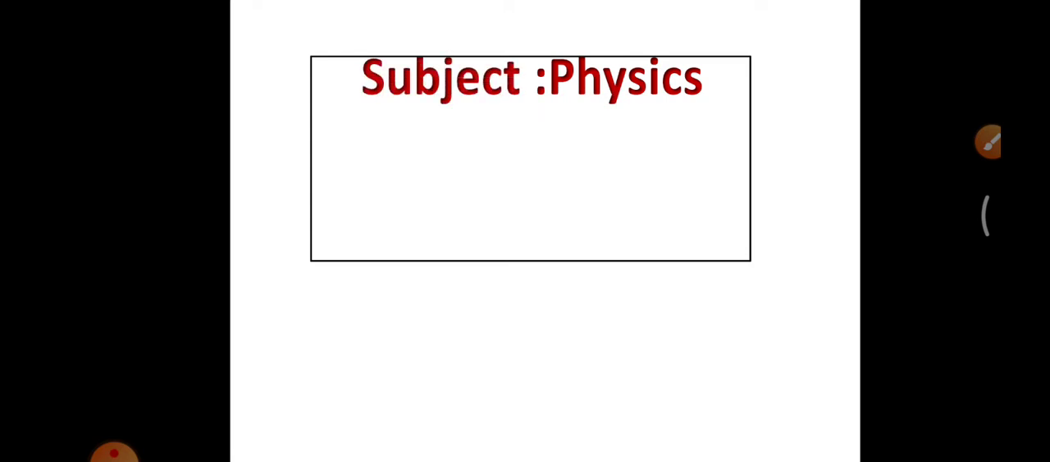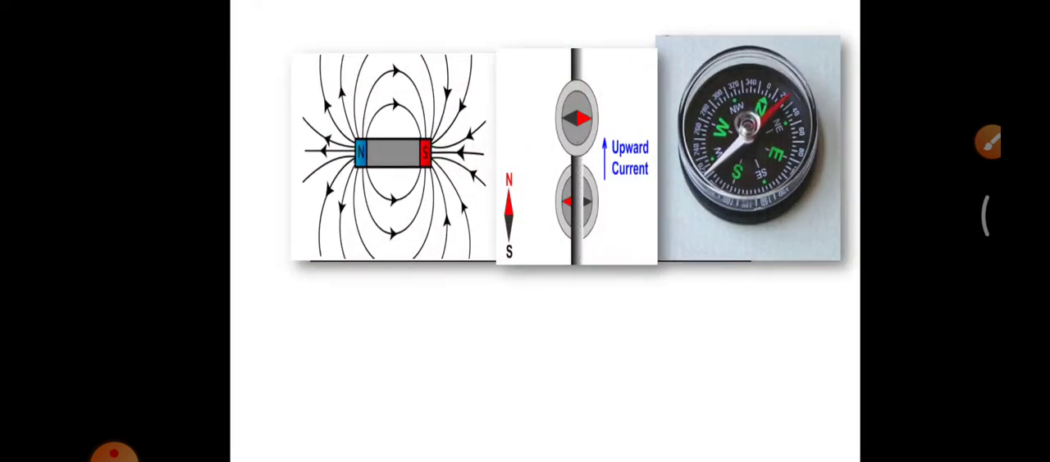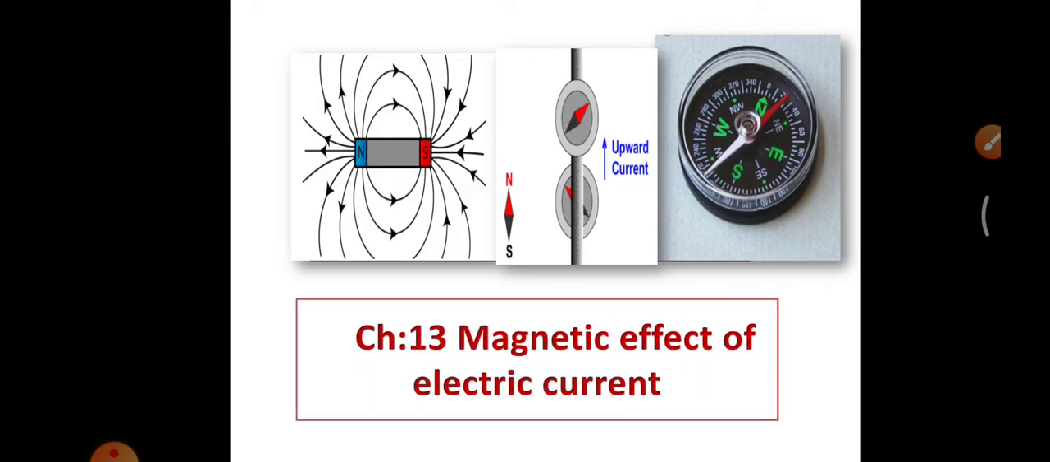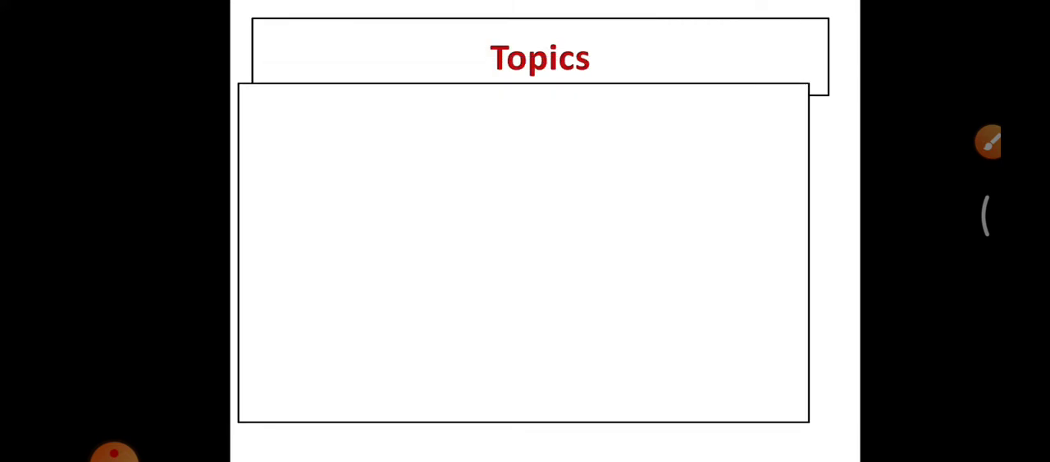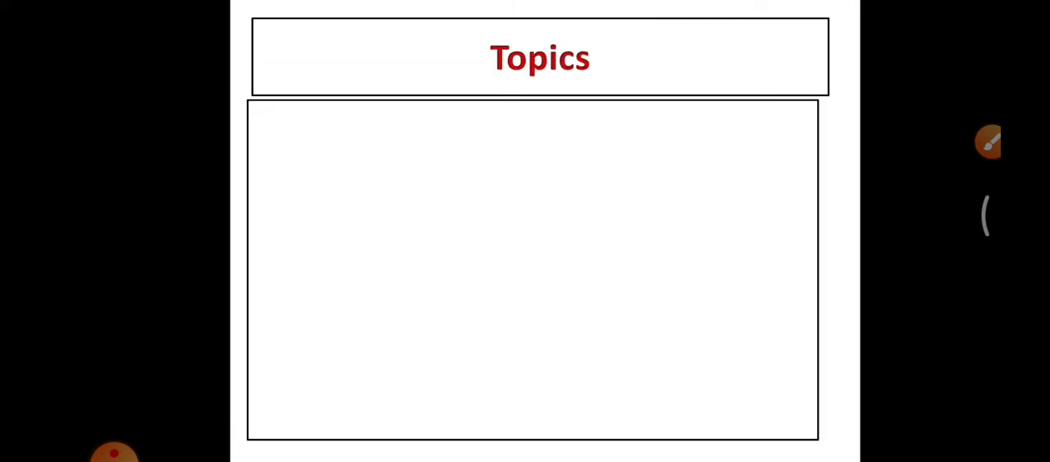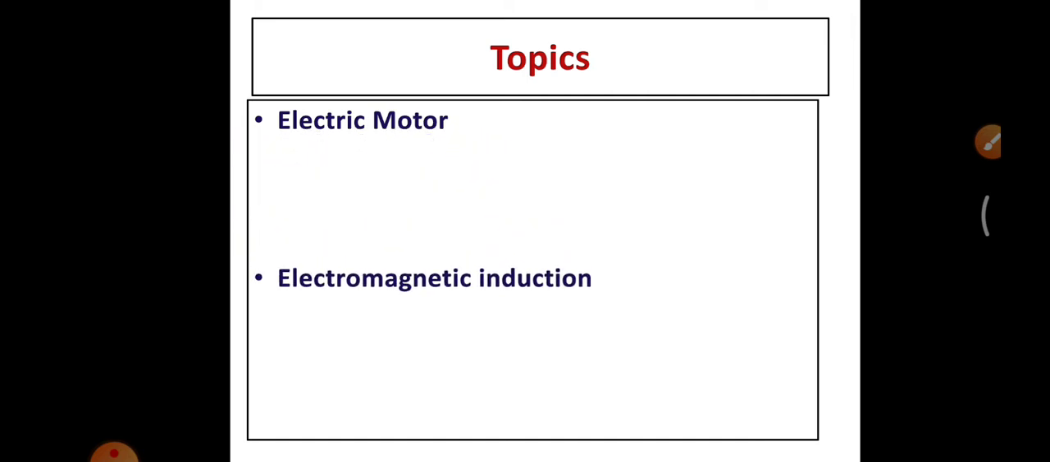Today we are going to see the subject physics, class 10, chapter number 13, magnetic effect of electric current. Topics: electric motor, electromagnetic induction.